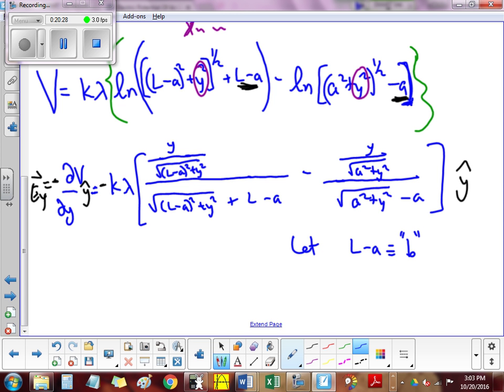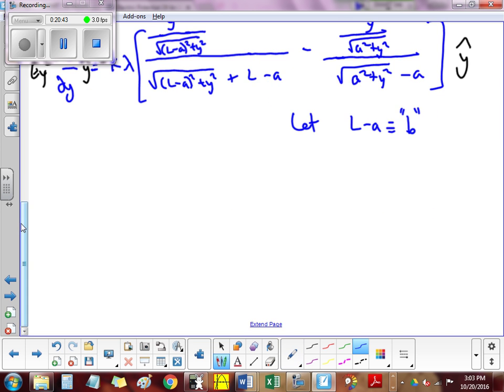Okay? Notice there are no logs in this E field. All right, that's not the whole E field. That's only the Y component of the E field. Right? That's the Y component of the E field. Okay, now we need to do the A component of the E field.